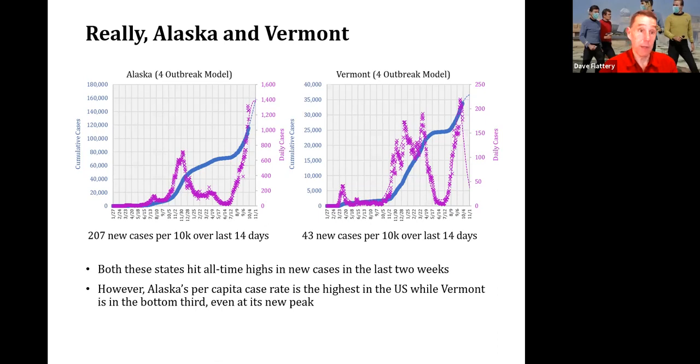Vermont, even though it's at its all-time record high, is still in the bottom third. They didn't really make the 10 best green-colored states list, but they still are in the lower third in terms of new cases per capita. So yeah, it's a new peak. It's definitely an outbreak, but it hasn't risen to the level of transmission that's causing a problem in Vermont.